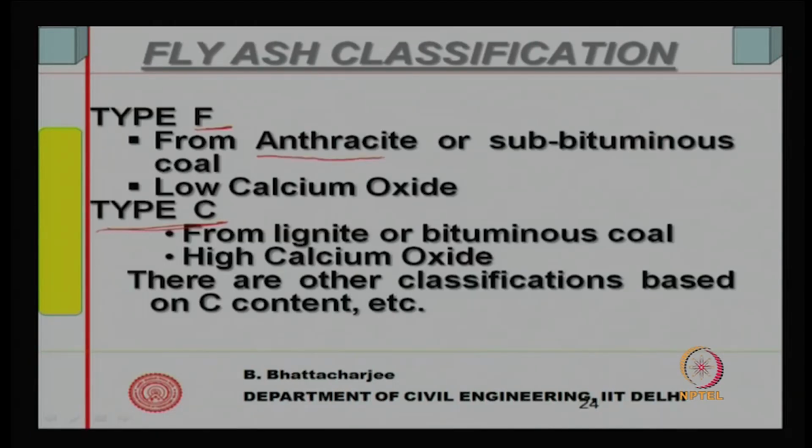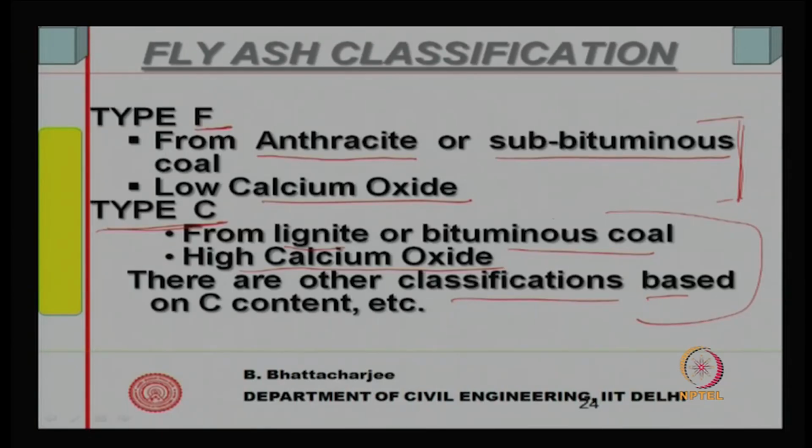Now, type F comes from anthracite or subbituminous coal, and they have low calcium oxide, that is the definition. Type C comes from lignite or bituminous coal, and they have high calcium oxide. There are several other classifications based on carbon content, etc., but this is the main classification. In India, in northern India, you mostly get type F fly ash; somewhere in the south western region you get type C fly ash. Wherever you get lignite coal, burning of the lignite coal results in class C fly ash.